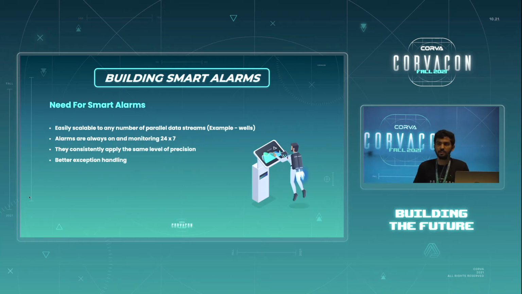So how can smart alarms help over here, right? When I say smart alarms, these alarms are behind the scene monitoring your final data and notifying the user or the engineer over these rigs or wells that something is going wrong. So this is easily scalable to any number of parallel data streams. These alarms are always on and monitoring 24/7. They consistently apply the same level of precision to all the wells. They don't have any bias. They also have better exception handling.